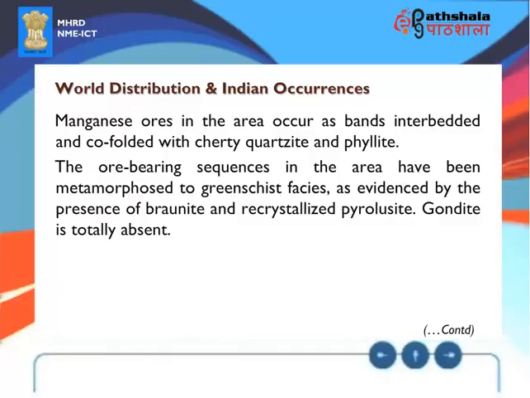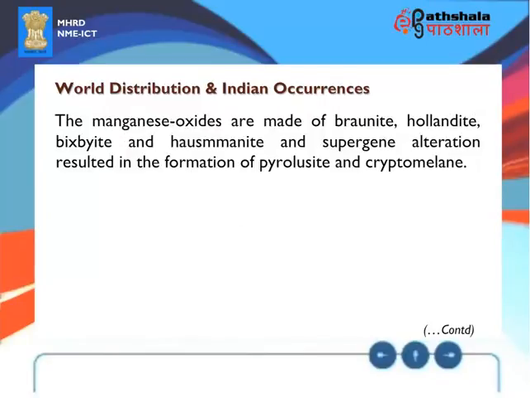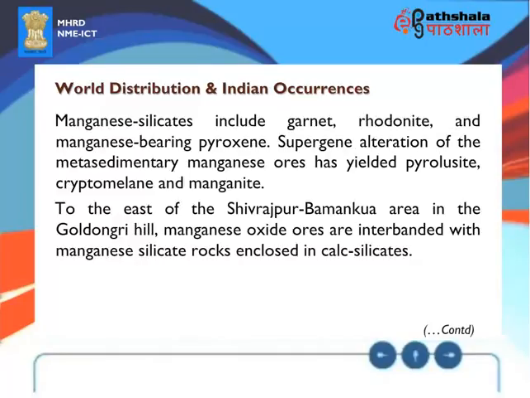The ore-bearing sequences in the area have been metamorphosed to greenschist facies, as evidenced by the presence of braunite and recrystallized pyrolusite. Gondite is totally absent. The manganese oxides are made of braunite, hollandite, bixbyite, and hausmannite, and supergene alteration resulted in the formation of pyrolusite and cryptomelane. Manganese silicates include garnet, rhodonite, and manganese-bearing pyroxene.